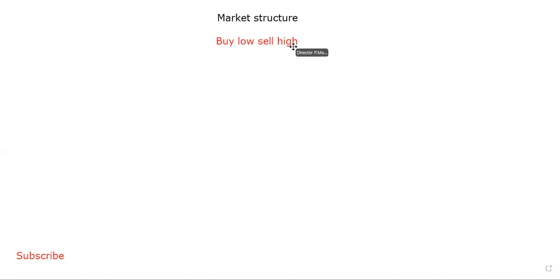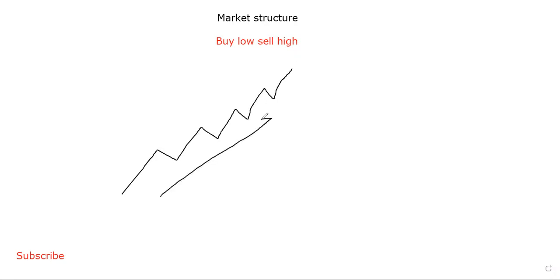Yesterday, to give you a recap, we focused on the market structure, that the market moves in a series of highs and lows. That's what we have been dealing with. So this is our market. This is an uptrend, and then we have something like that, which is a downtrend.